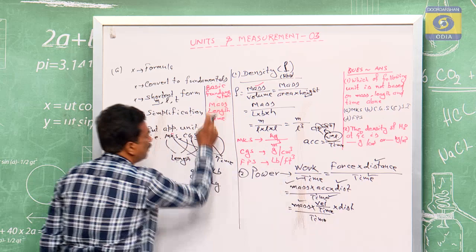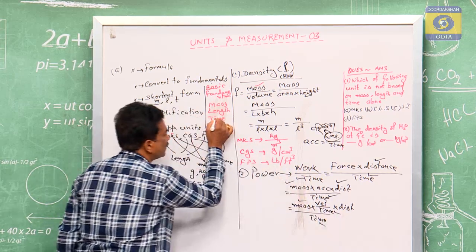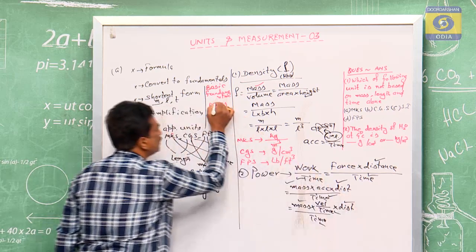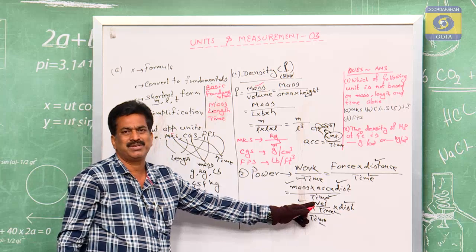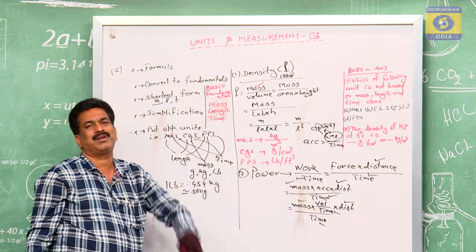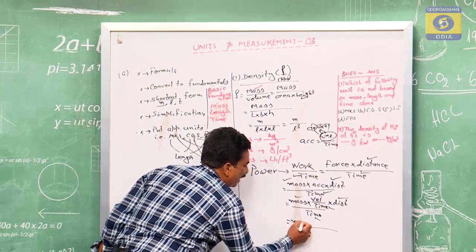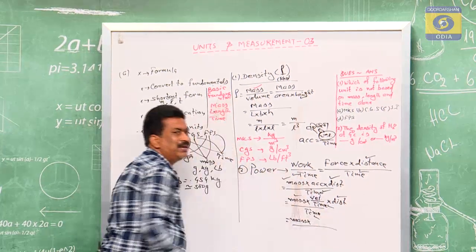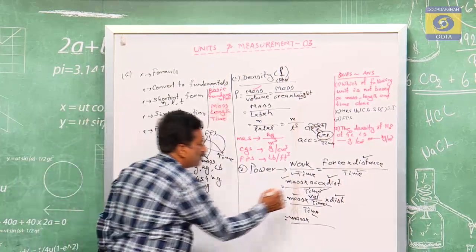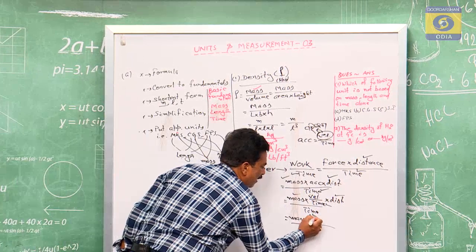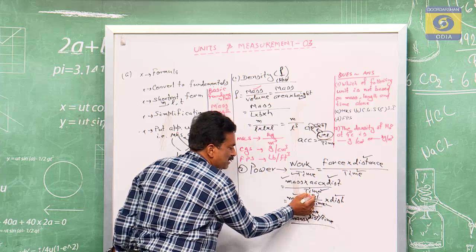You see, mass is the basic fundamental, time is a basic fundamental, and the distance is the length, that is a basic fundamental. Only velocity is not fundamental. You have to convert velocity into the fundamental. Therefore that is equal to mass into velocity. Velocity formula is displacement by time.